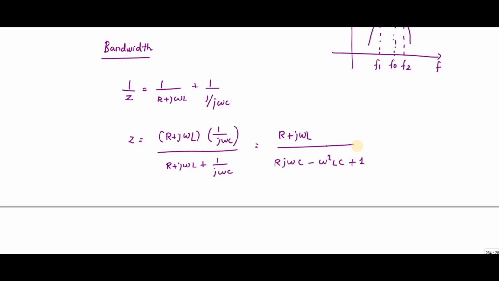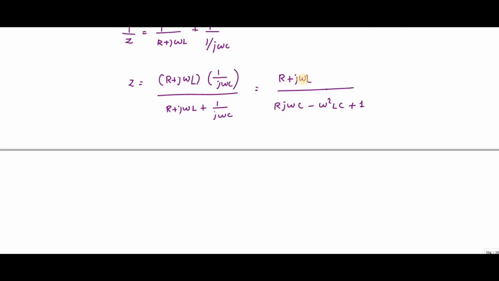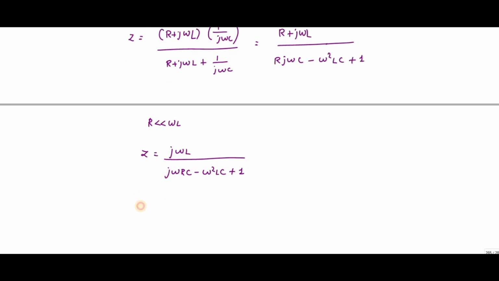So here, if you compare to omega L, the R value is very small. So I can ignore this R. So Z is equal to j omega L divided by (j omega RC minus omega square LC plus 1). If I take the modulus, I will get omega L divided by the root of (omega RC) whole square plus (1 minus omega square LC) whole square.